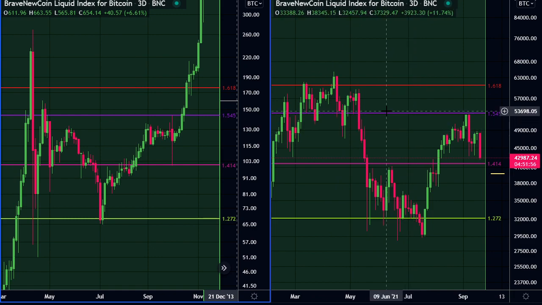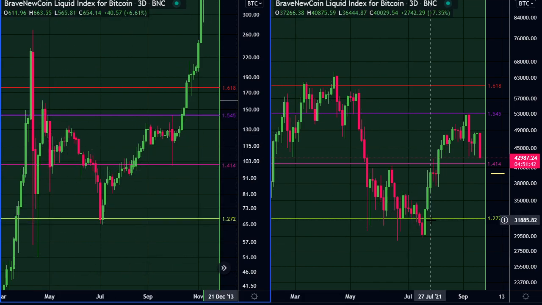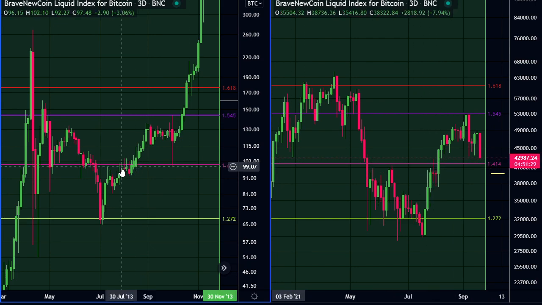And just looking at the similarities here, we did come up to that 1.618 level and had a massive rejection. Eventually we bounced and we winded our way back down to the 1.272 level. Quite similar to the current bull run, came up to the 1.618 level, had a massive pullback to the 1.272 level, and then we did recover to the 1.414 level, had some resistance there. Quite similar to the 2013 bull run, had some resistance at this level also.